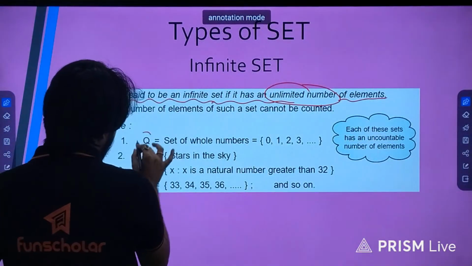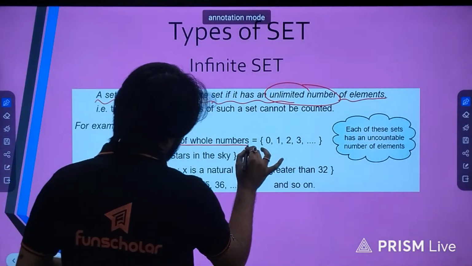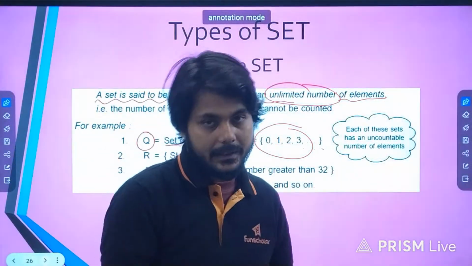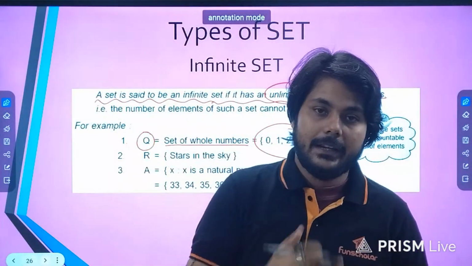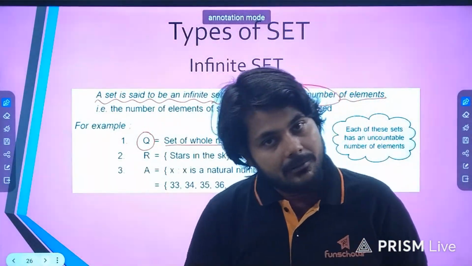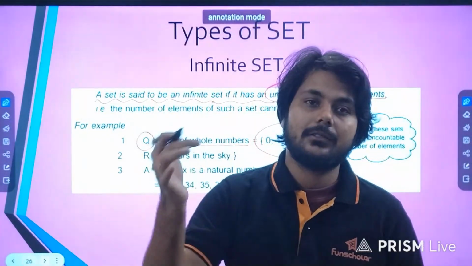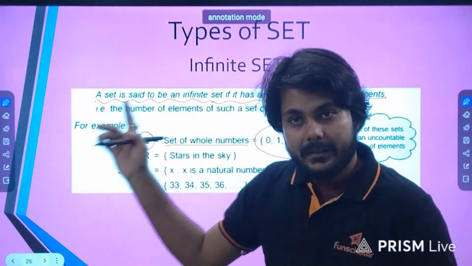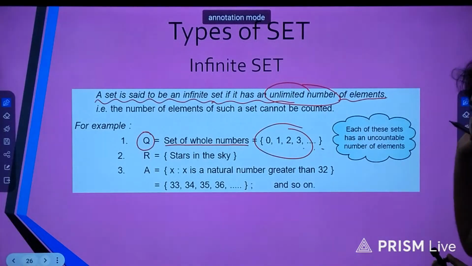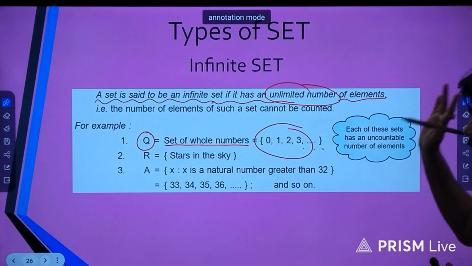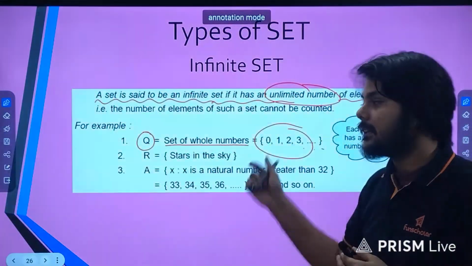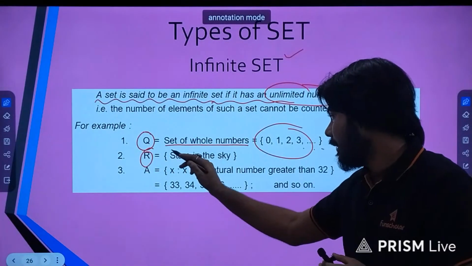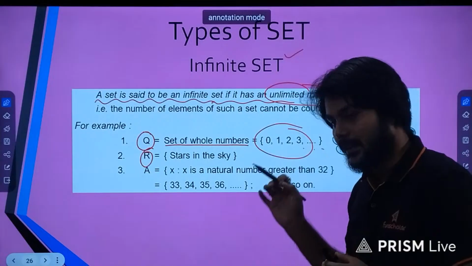Example, Q equal to the set of whole numbers. How many whole numbers exist in the world? Are they countable? They are not countable. 1, 2, 3, 4, and so on. So this particular set that has an unlimited or infinite number of elements will be considered an infinite set. Understood? Now R equal to, inside the curly brackets, stars in the sky.